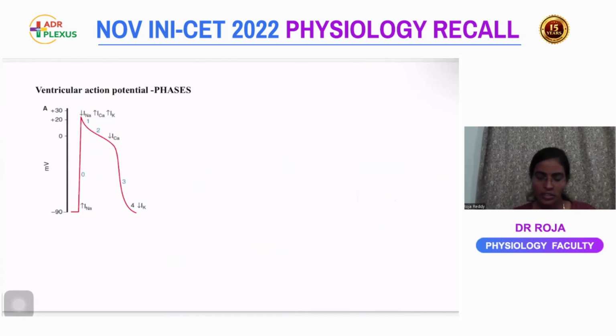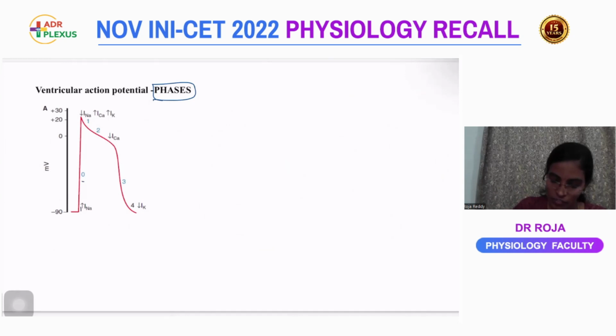The next question is regarding the ventricular action potential. I couldn't get the options for this, but probably there was a question regarding the phases of the ventricular action potential in the morning session. We all know that this is the action potential of the myocardium or the ventricular muscle. When you look at this action potential, there are various phases.